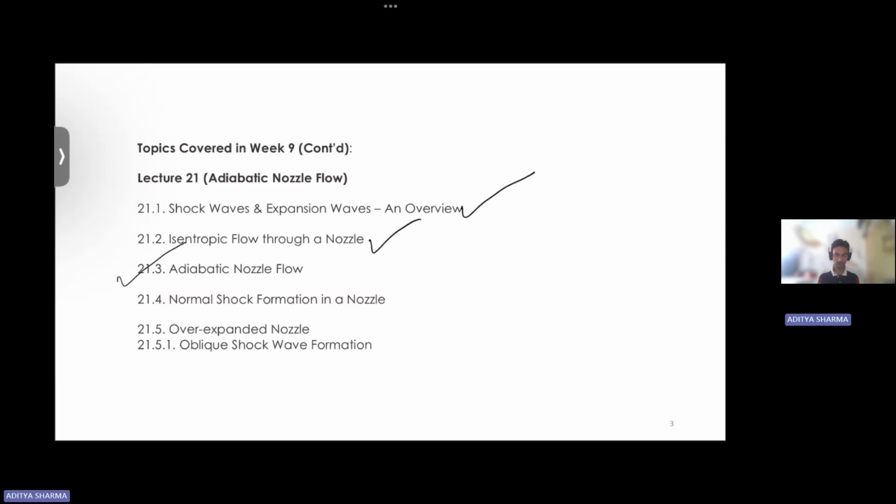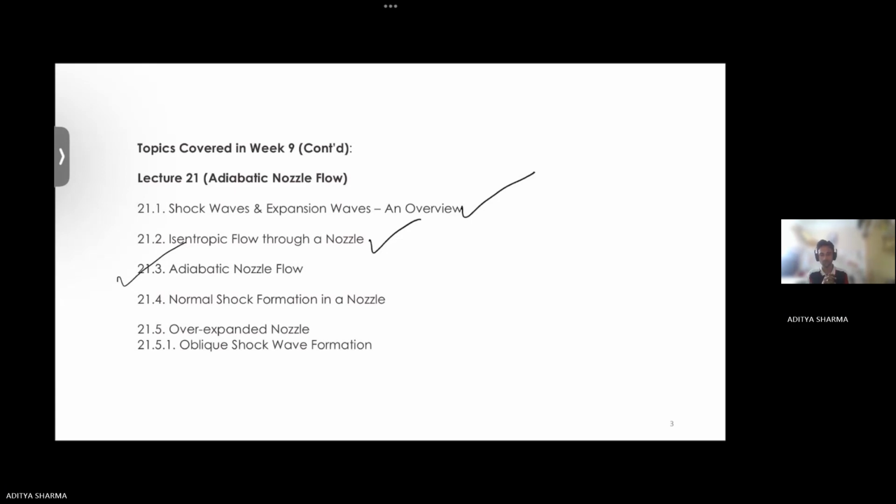Because in reality, this reversibility element goes out, and only the adiabatic component stays. So from that point of view it has been discussed. And then the next topic is normal shock formation. We see that in the divergent section of this nozzle we get to see normal shocks.